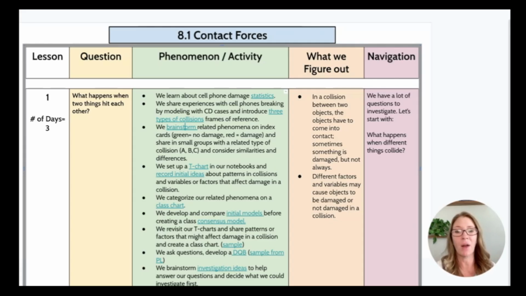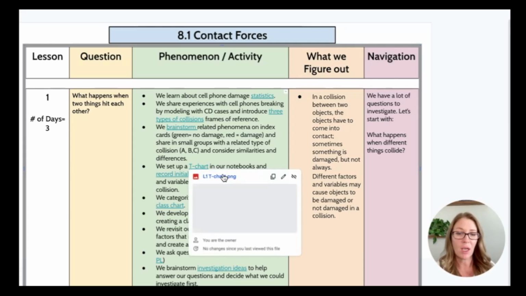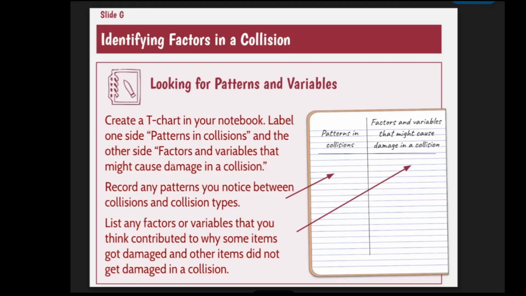They go to their desks, and we're going to set up a T-chart in their notebooks. And in this T-chart, they're going to think about patterns in collisions. They just talked to two partners. What kind of patterns were shared? What kind of factors and variables were shared that might cause damage in a collision? So these are initial ideas, and they're brainstorming them in their notebook.